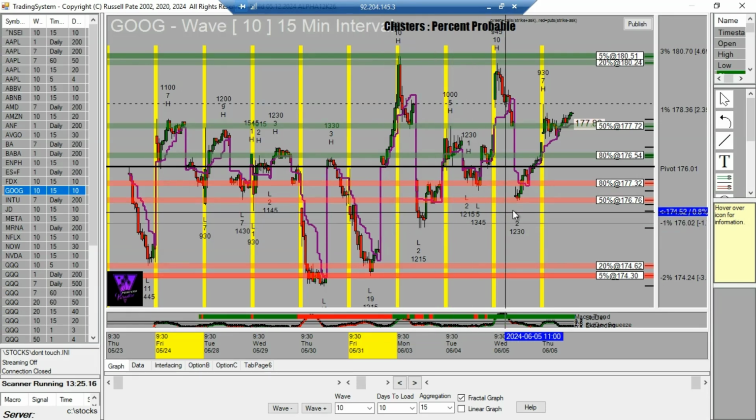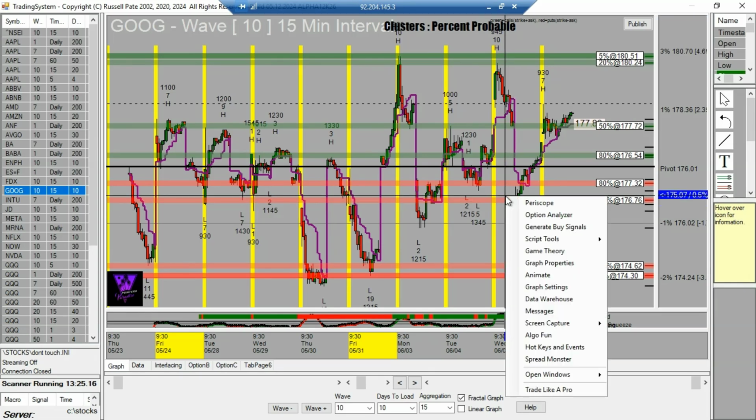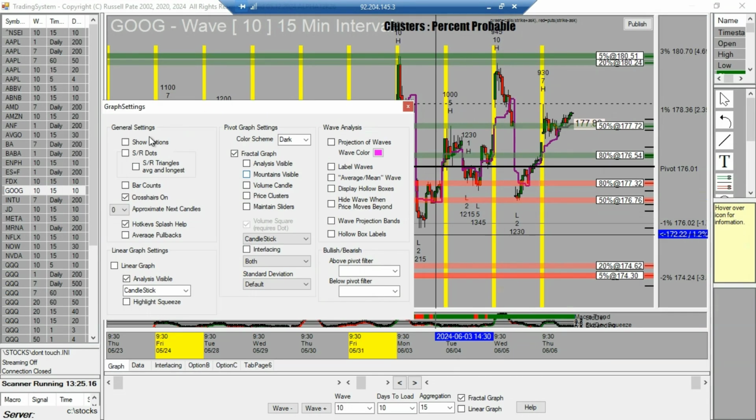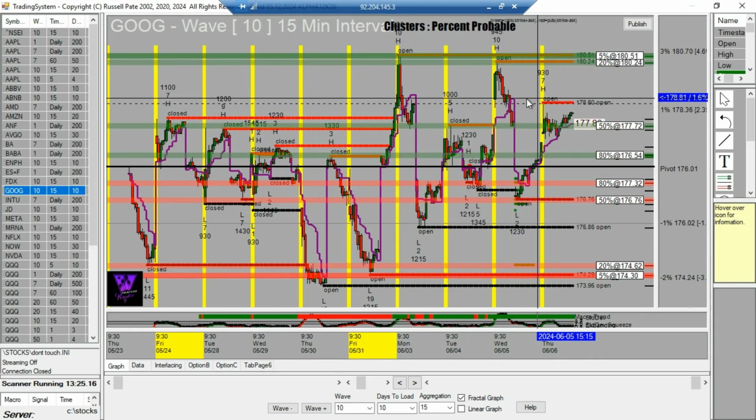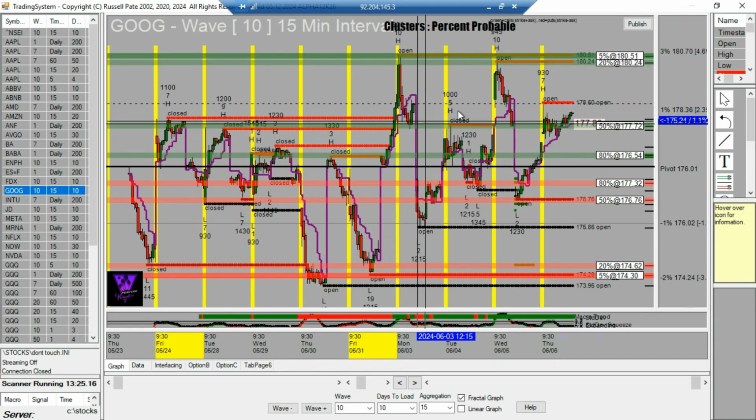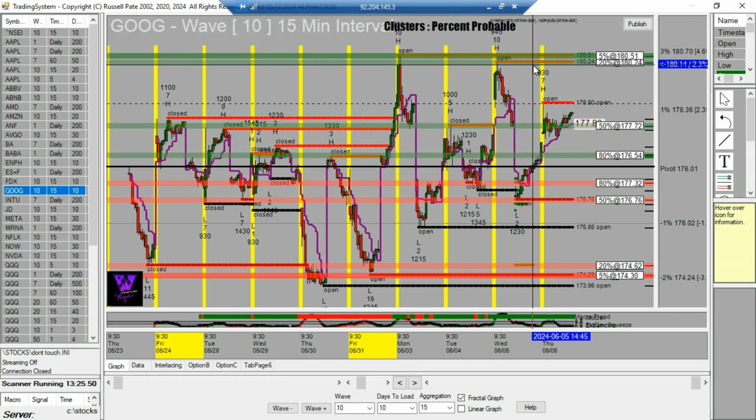So basically, how you can first access this tool: right click, go to graph settings here, and then click on the S/R dots. Great. Now you can see that we actually have these open states here and the closed states here. The open states mean that there are potential targets to be achieved sometime in the future, and when price achieves that value, it's going to turn into a closed state. And the closed state here basically means that the particular ticker, which is Goog here, achieved that particular target.